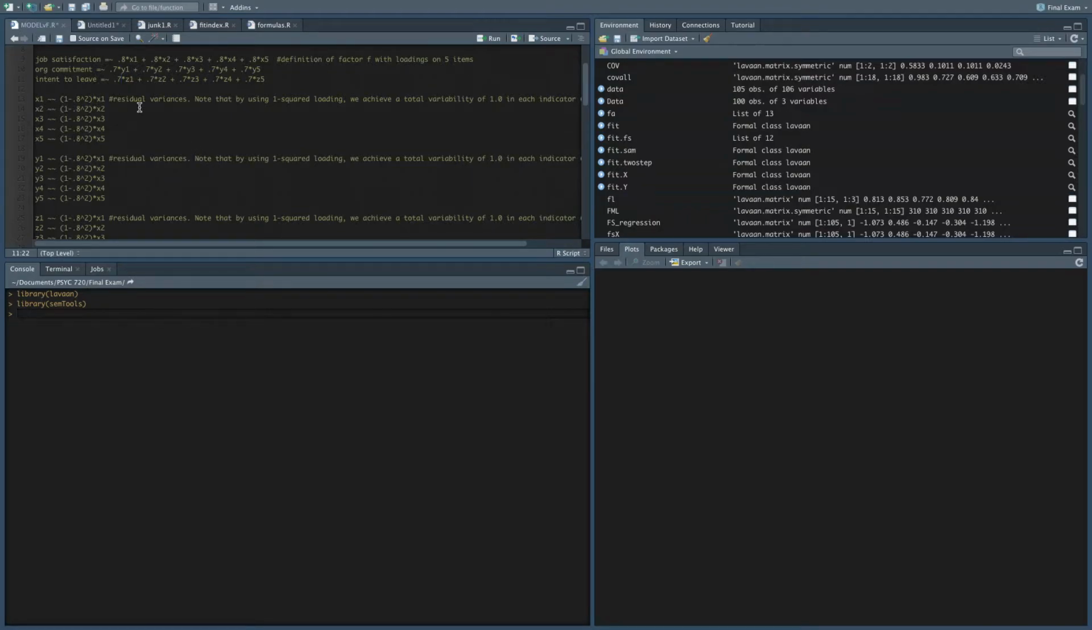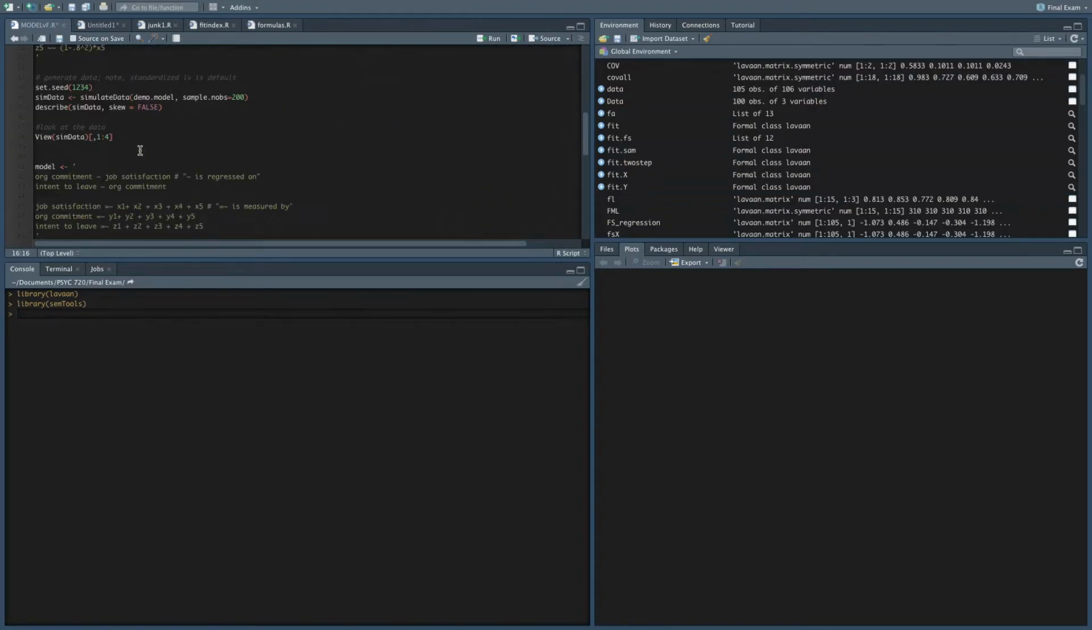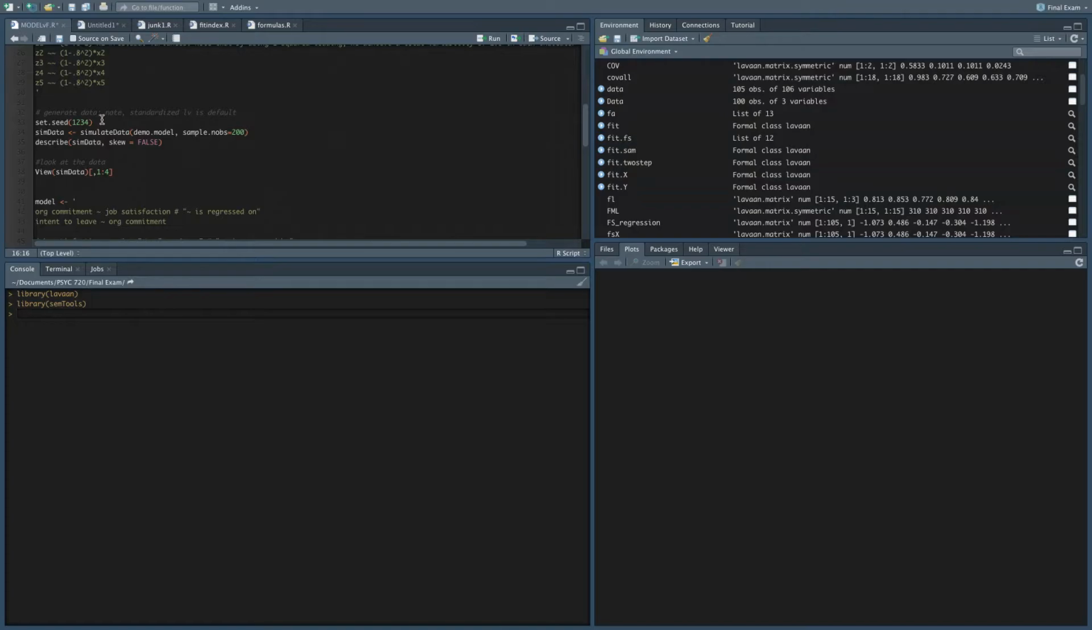So these are the residual variances. It's basically showing that if I set it up like this, I'm going to have a total variability of 1 in each indicator, which standardizes it. So there's going to be a total variability of 1 for each indicator. So I did that for all of them, Y and Z.